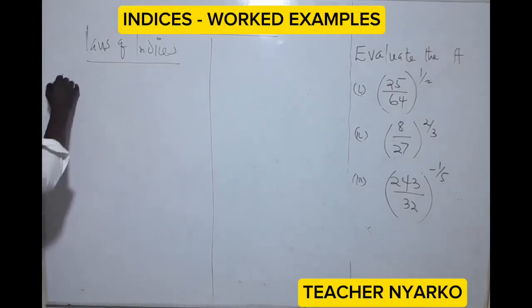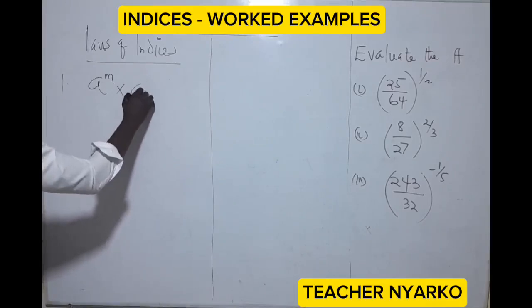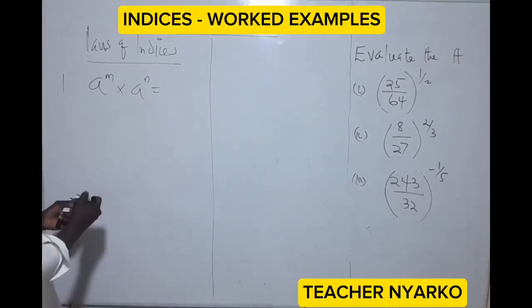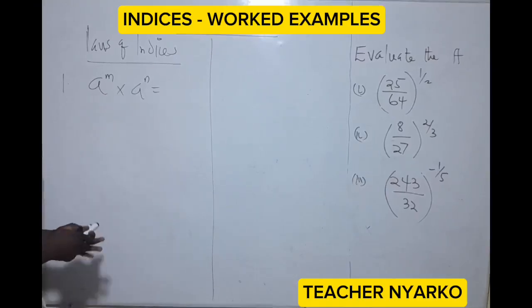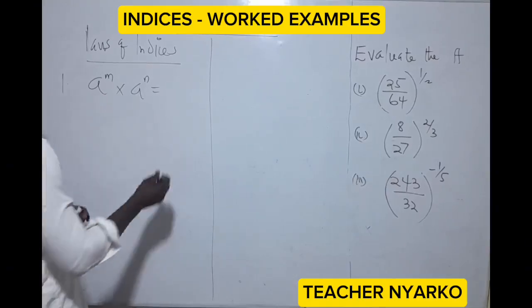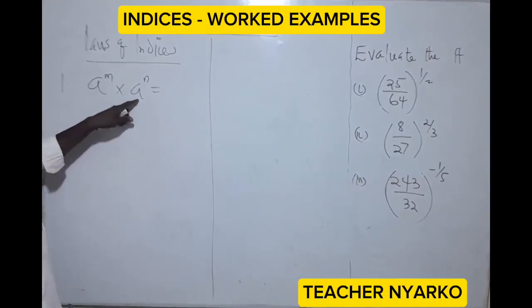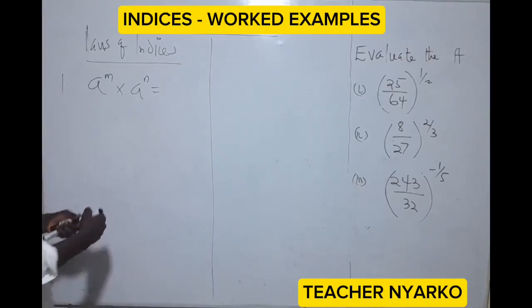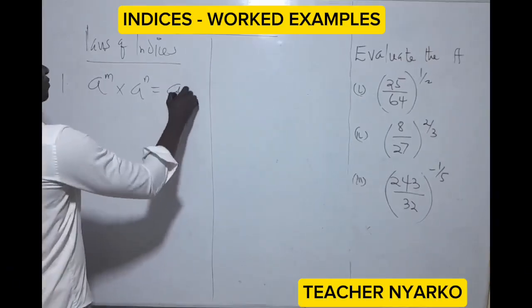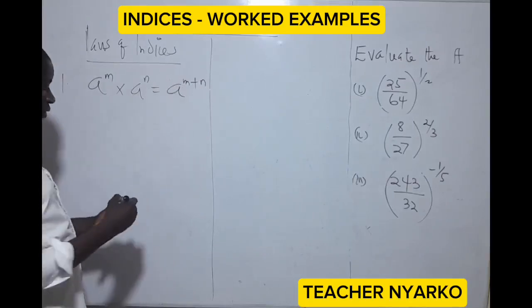Now, from indices, the first law: if you have a exponent m times a exponent n, that is when you have numbers or variables of the same base multiplying. Here the base is a and the exponent is m; here the base is a and the exponent is n. Because the bases are the same, according to the first law of indices, we keep one of the base constants and we add the exponents together, so we have a exponent m plus n. That is what the first law says.